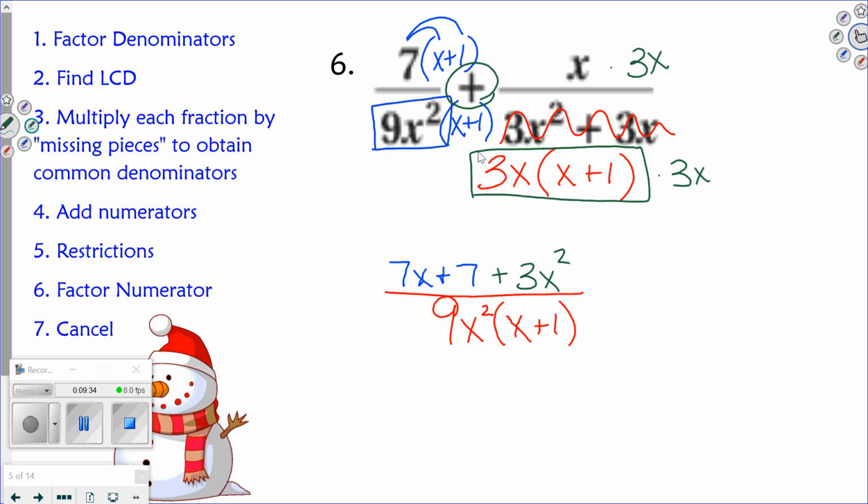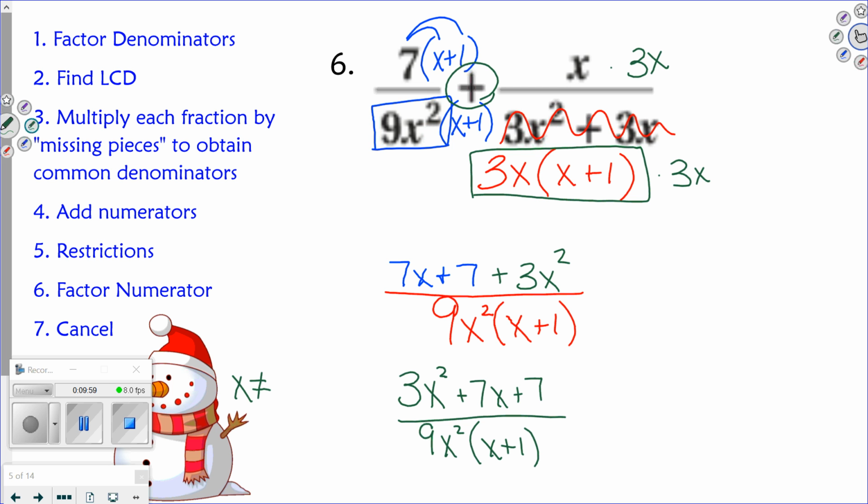All right, so step 4 then is to add my numerators. Do I have any like terms? No, but do you like the order? No. Let's rewrite it so it's in the right order. So 3x squared plus 7x plus 7 over 9x squared and x plus 1. Okay, so I couldn't add anything. Step 5 is my restrictions. What is x not allowed to equal? 0 and -1. Restrictions are still coming from the denominator only.